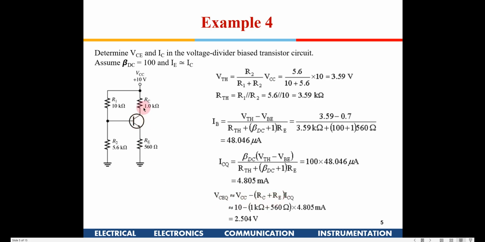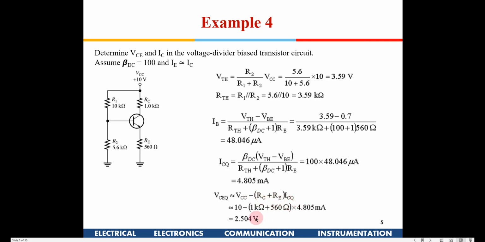Now if you see here, the current across RC, it is not just merely the drop VCC minus IC RC, there is also a drop out here, so that is the reason. And here we have made an approximation of IE approximately equal to IC, so that is why we have straight away written VCC minus (RC plus RE) ICQ. If you want to be more precise, you can write VCC minus RC IC minus RE IE.